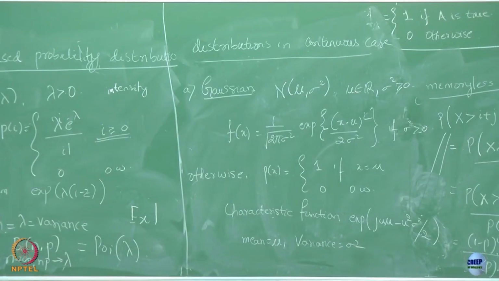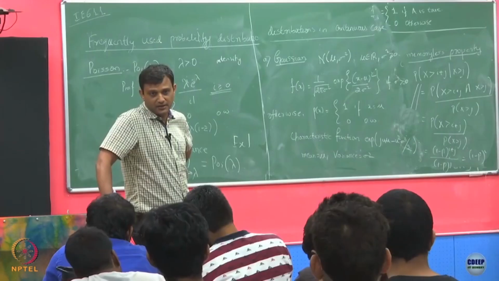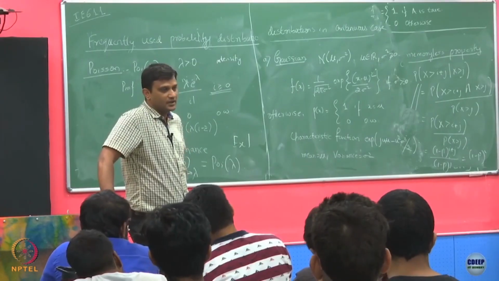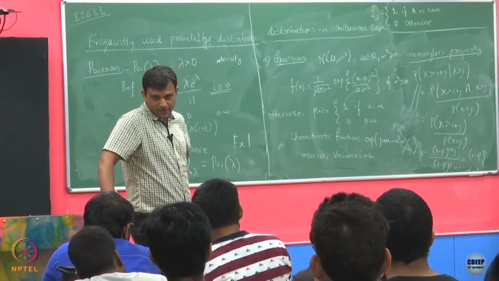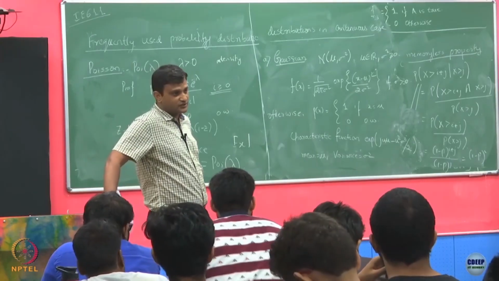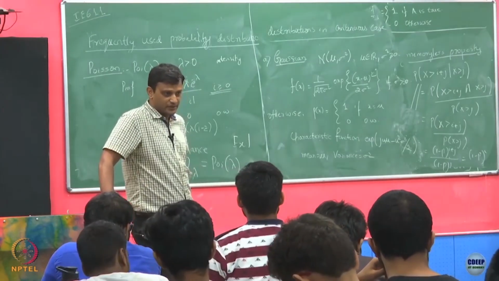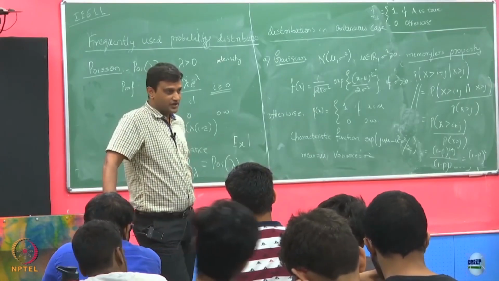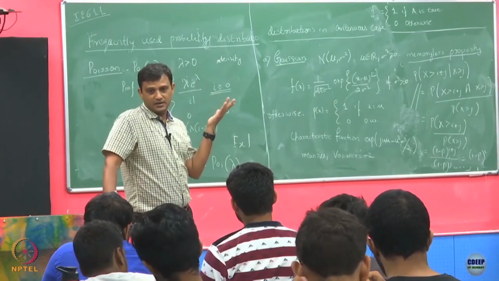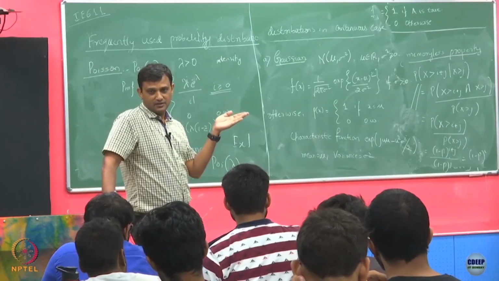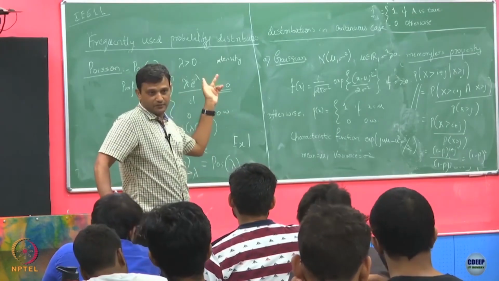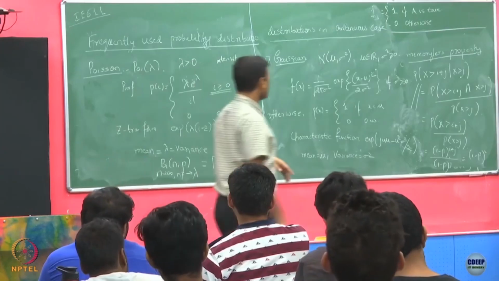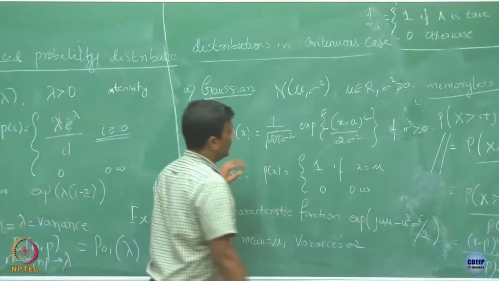So it so happens that for this Gaussian random variable with parameters mu and sigma square, the mean turns out to be the parameter mu and the variance turns out to be the parameter sigma square. So we are just going to call a random variable Gaussian with the mean something and variance something. The mean is nothing but that parameter mu, and sigma square is the other parameter.